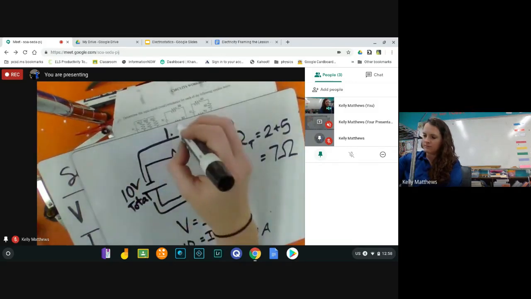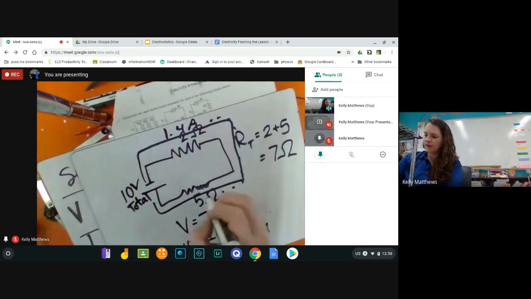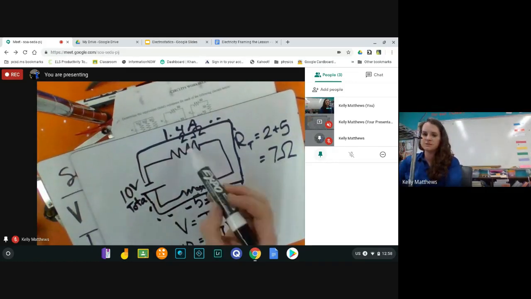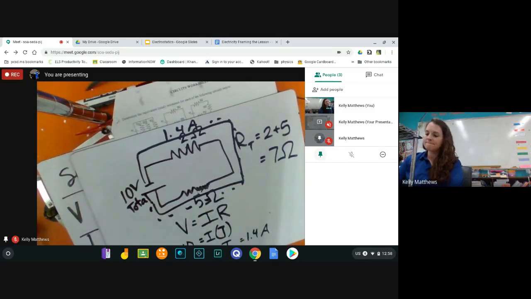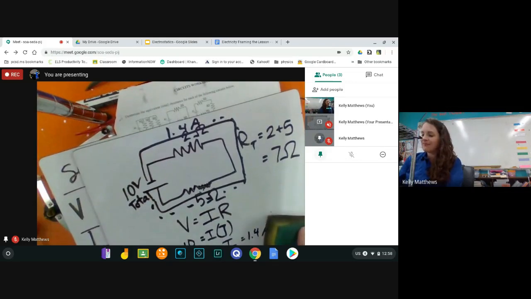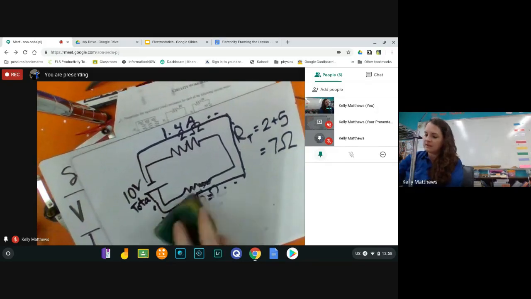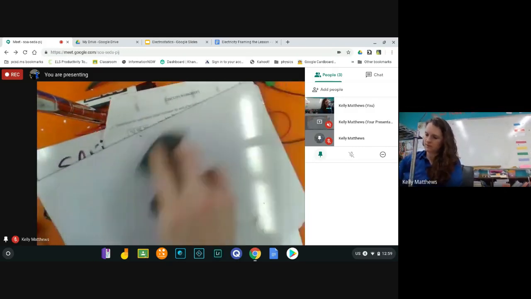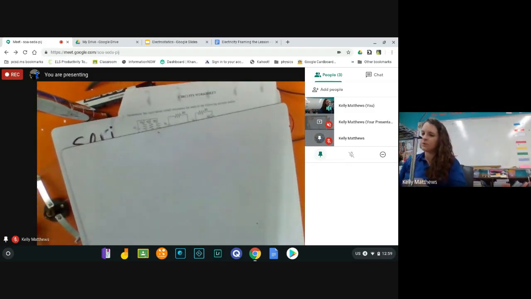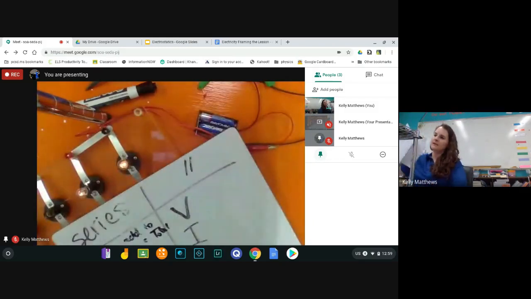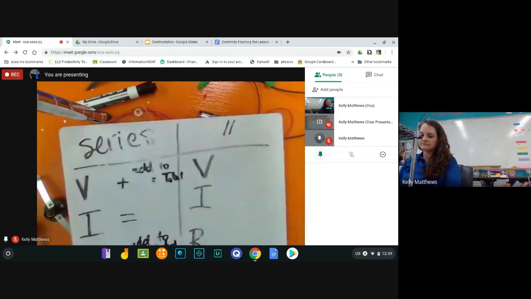Okay, and the important point about that is that current stays the same. So there are 1.4 amps everywhere along this circuit. This resistor, this light bulb is experiencing 1.4 amps, and so is this one. So we do the totals. We start with the totals, and then we can find some individual things that are happening. Like we said that voltage is shared between things. So we're going to work a problem in a minute that's a little harder that goes into more of that.